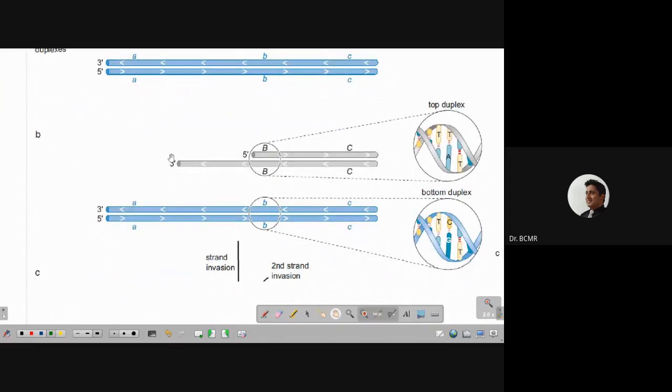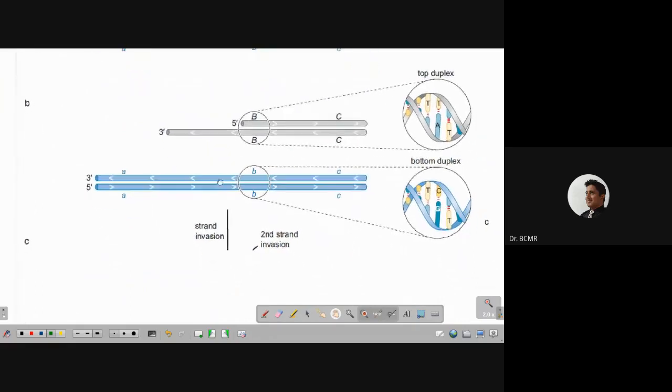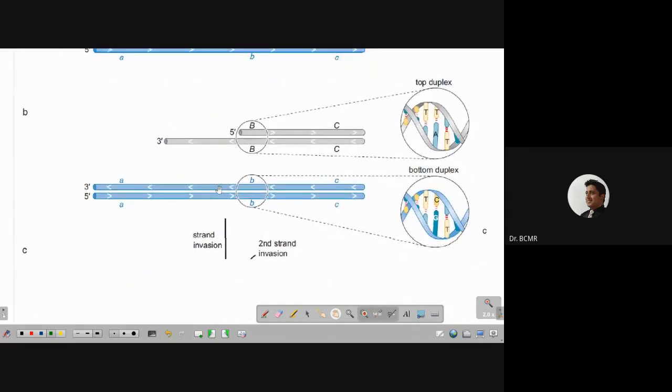Processing here is exonuclease activity, so some bits of the DNA are removed. And the goal of this processing is to generate these 3' overhangs. What is the use of that? That is for strand invasion.